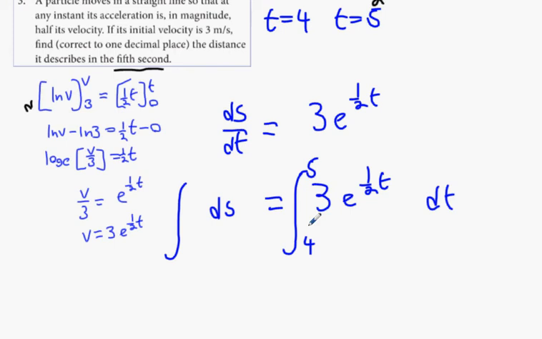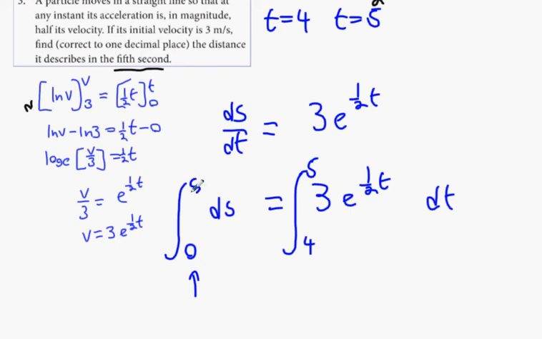This has the effect of 5 minus 4, the distance covered in the fifth second. Okay? Then on the other side, we set the lower limit as 0. Why do we set the lower limit as 0? Can anybody tell me? This 0 means that you're taking no previous distance into consideration.